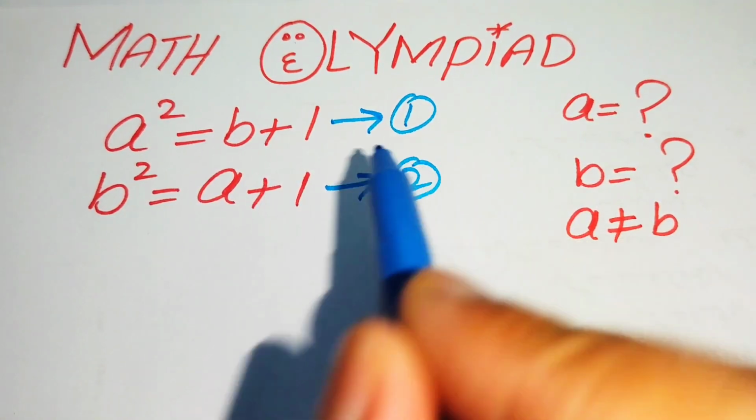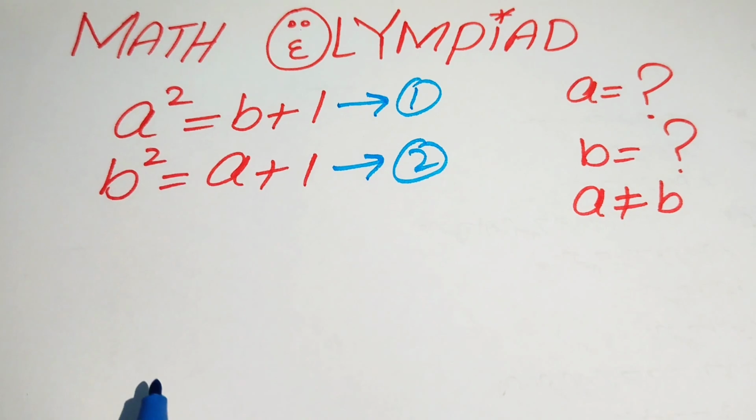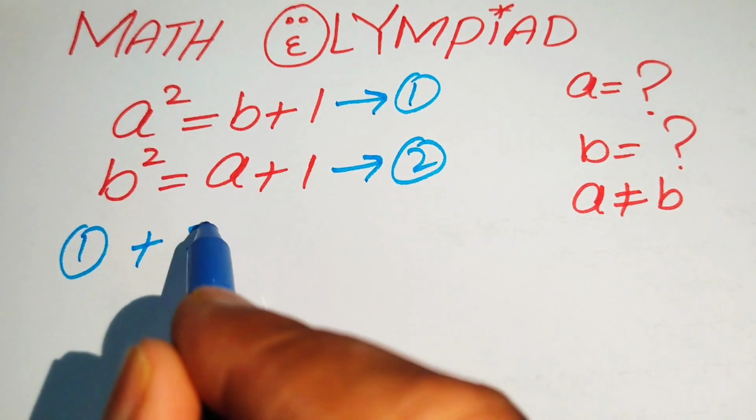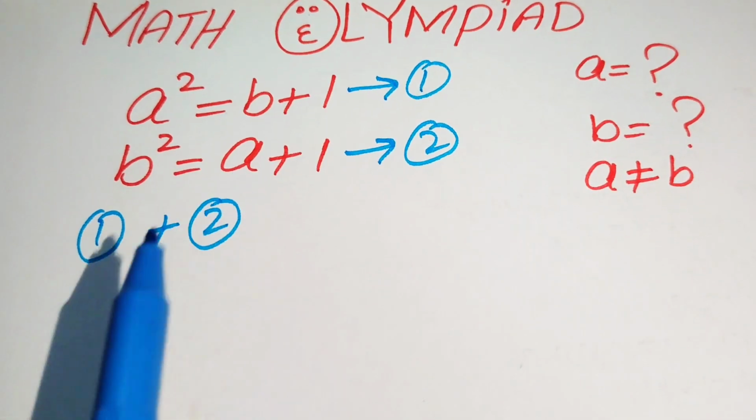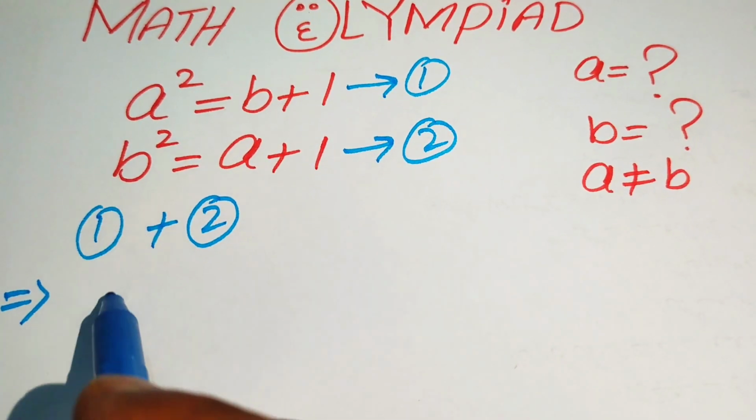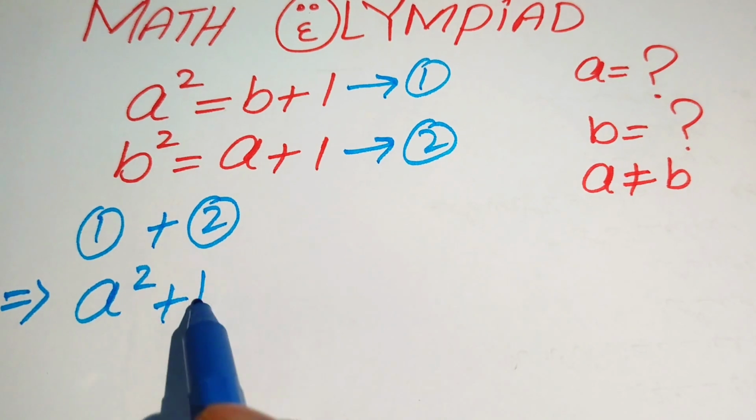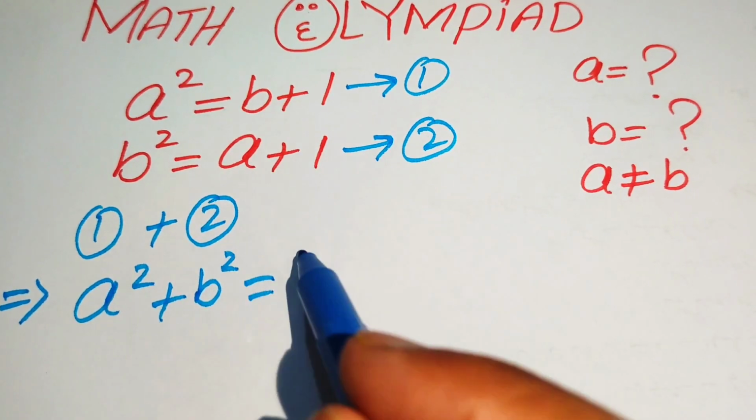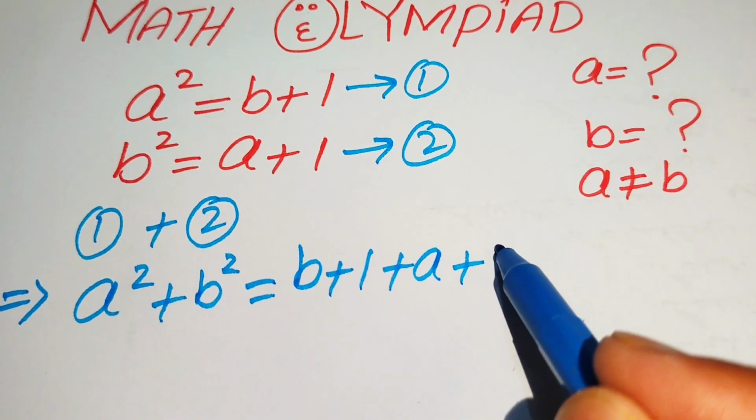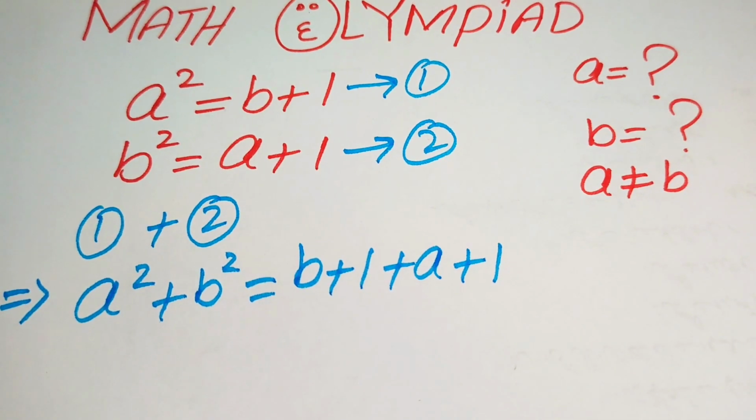and we call this equation number 2. So the very first thing we are going to do is add equation number 1 and equation number 2. When we add these two equations, we first add the left-hand side, which is a² + b², and the right-hand side is b + 1 + a + 1.